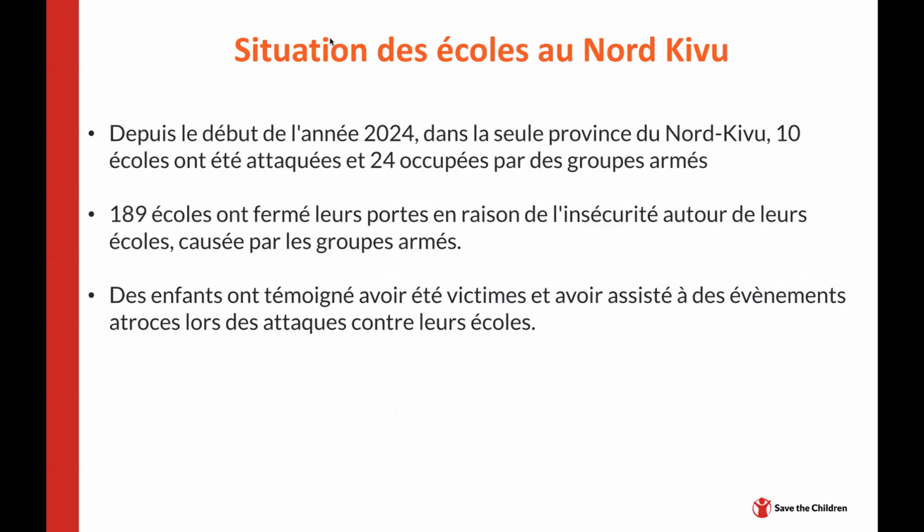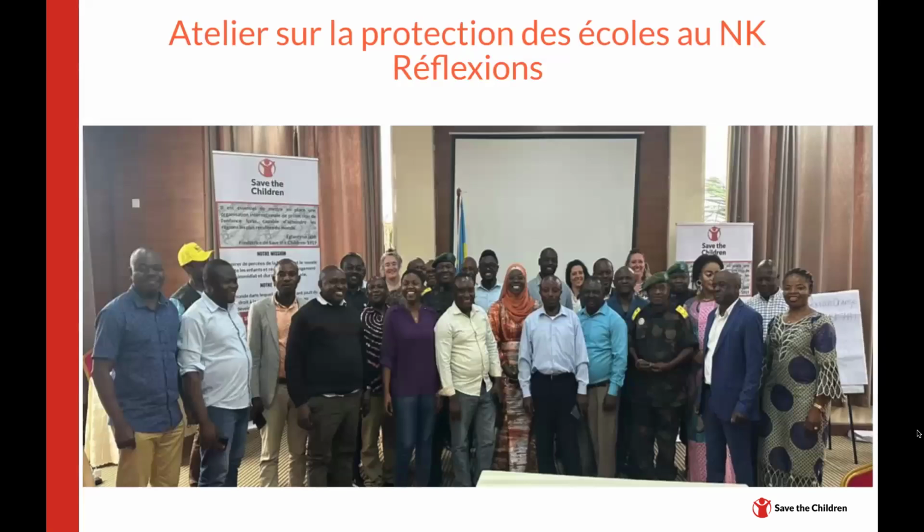What is the situation of schools in Northern Kivu? We realized that there was an upsurge of attacks against schools since the beginning of 2024. Several schools were attacked and 24 were occupied by armed groups. We also realized that 189 schools were closed due to insecurity, namely direct attacks or the atmosphere of fear in the area due to the conflict, which pushes schools to be closed as preventative measures. Also, many people testified that they were victims of horrible acts due to this conflict. Next slide, please.